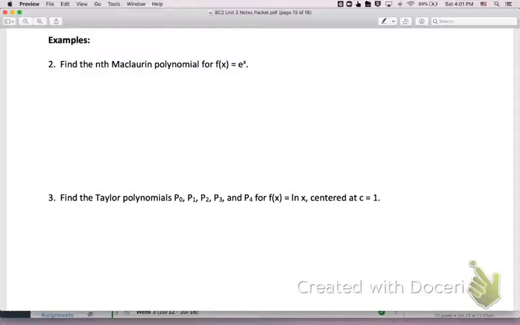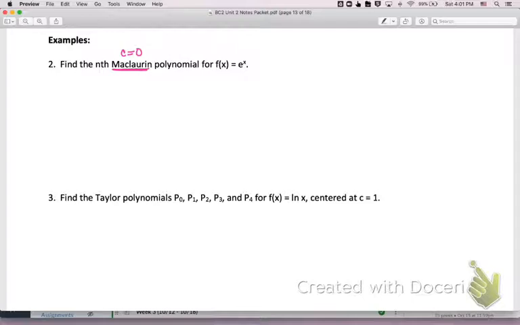Now, we already kind of started this one in the first example. Maclaurin, remember, means that c is equal to 0. That's the implication right there. And then we need to go ahead and figure out some of the values of f of c, f prime of c, f double prime of c, and so on.